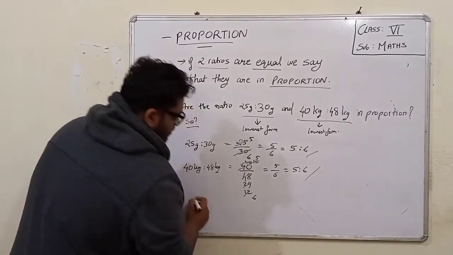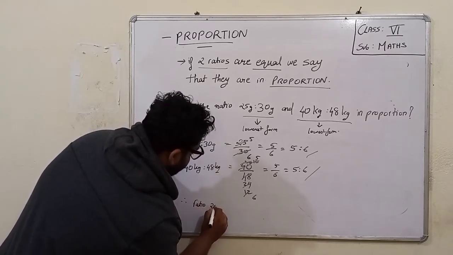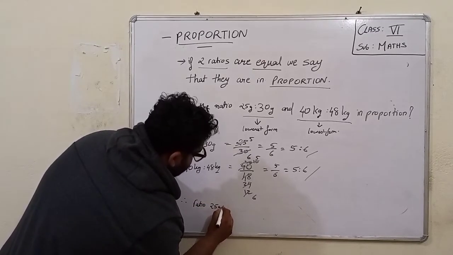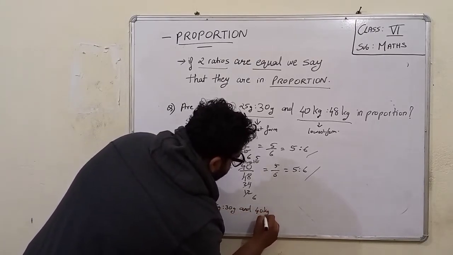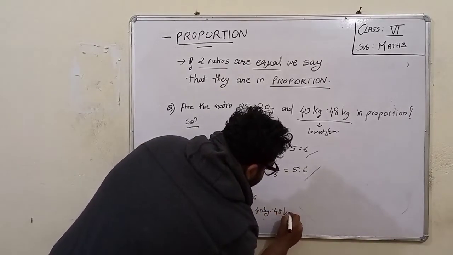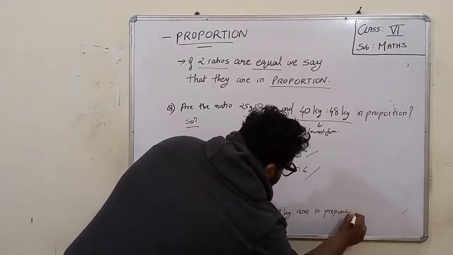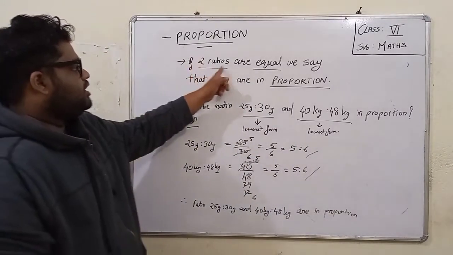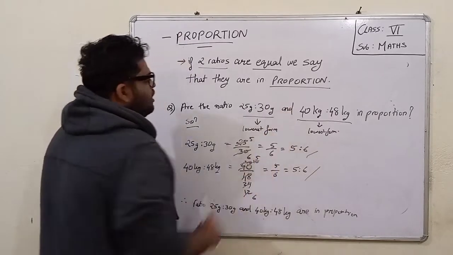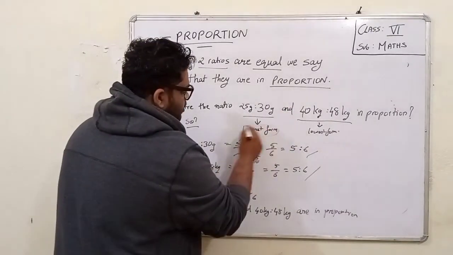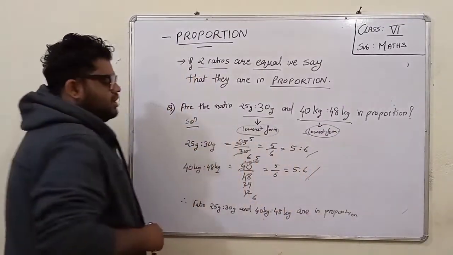Therefore, the ratios 25 gram is to 30 gram and 40 kg is to 48 kg are in proportion. So what is proportion? If two ratios are equal, we say that they are in proportion. Here there are two ratios, but by looking at the question they are not obviously equal. So we have to find the lowest form. After finding the lowest form, we can tell whether the ratios are equal or not.